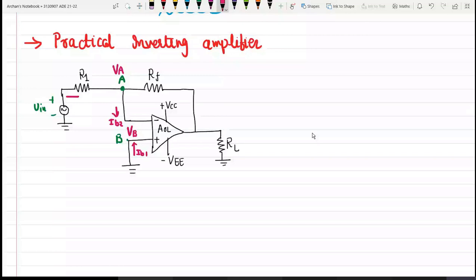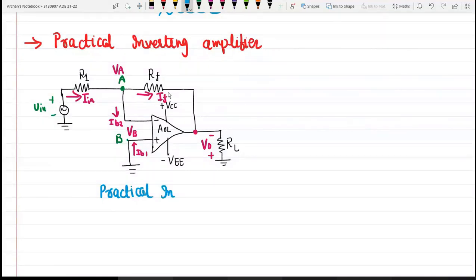At this terminal A, current gets divided into two parts. Some part of current will flow in this direction and some part will flow in this direction. Let us say this current is feedback current IF. At this terminal we are going to measure output voltage V0. So this is the typical practical inverting amplifier circuit.